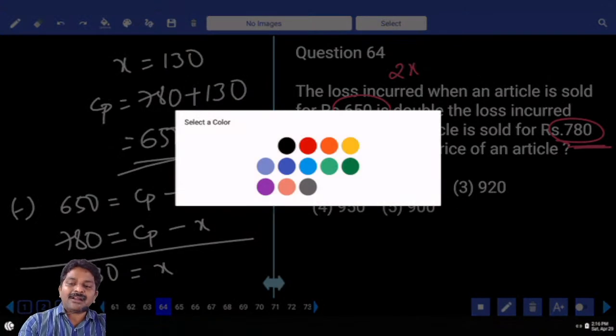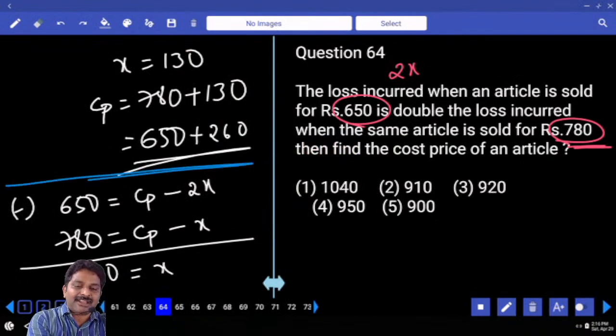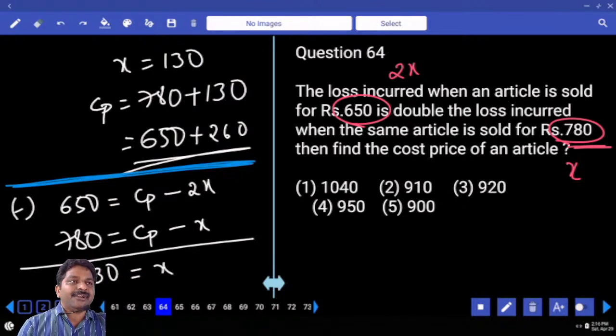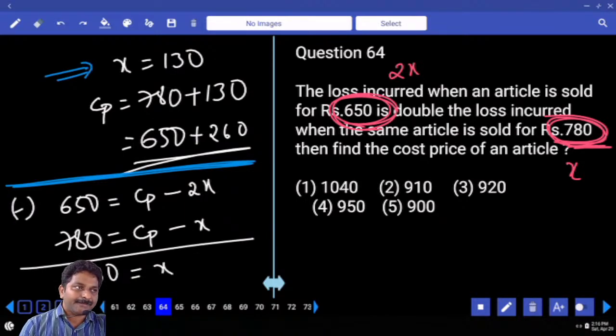So this part we are not doing like this. In 780 there is x loss. In 650 there is 2x loss. Difference between 2x and x is x, which is directly equal to difference between selling prices, which is 130. That's how we concluded x is 130. Understood? Otherwise we must write 2 steps, right? That is a time waste process.